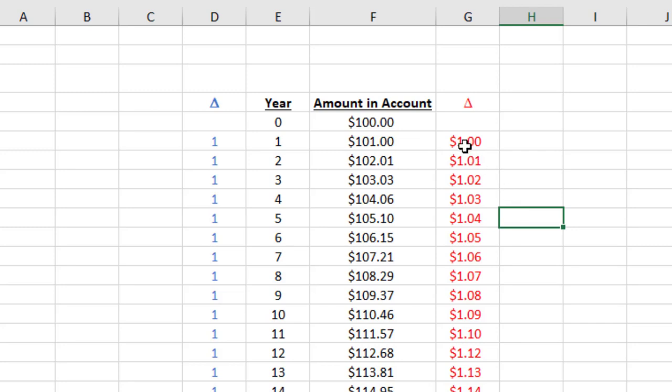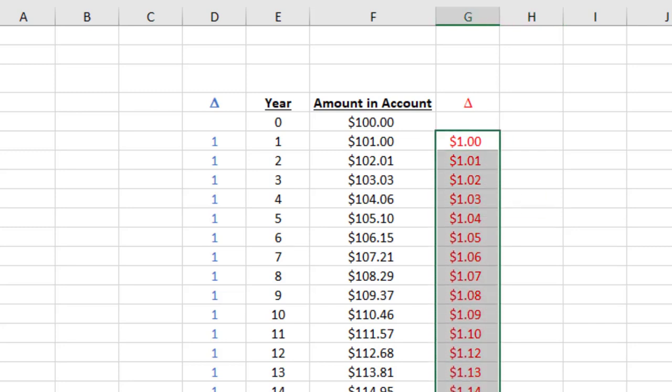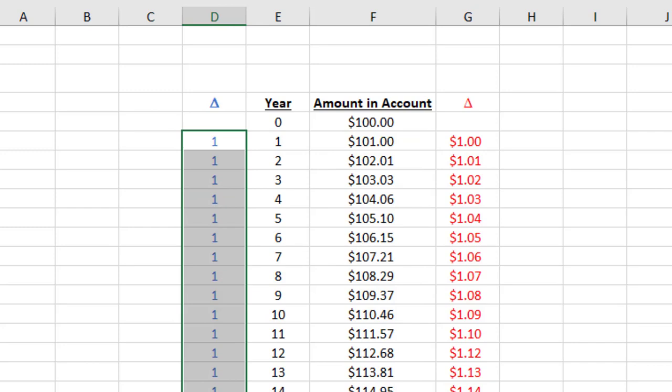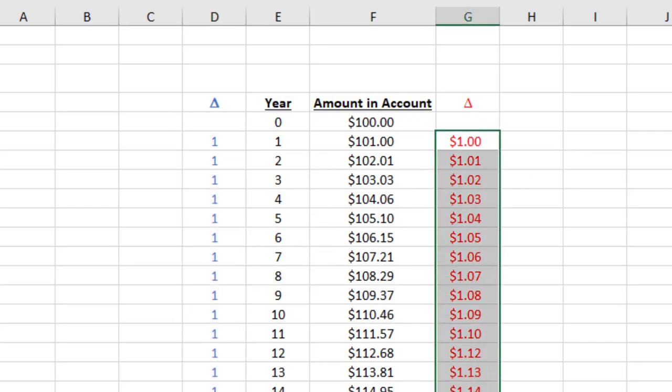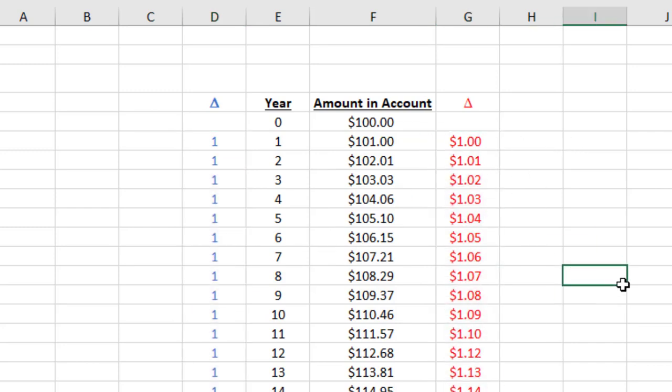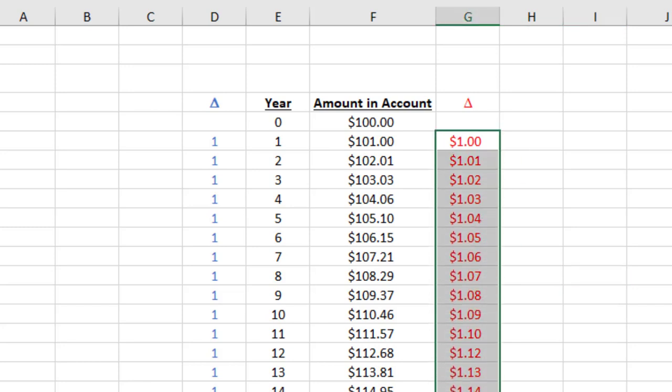Hopefully what you're noticing is these aren't all the same. And as a matter of fact, they're increasing as we go down. While these are staying constant, these are increasing as they go down. So that's the first hint that we know these aren't linear. If these were linear amounts, then these would be the same year to year.